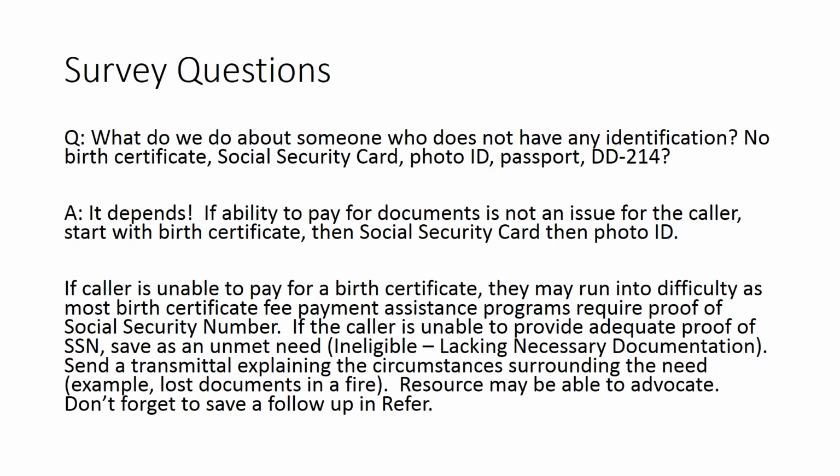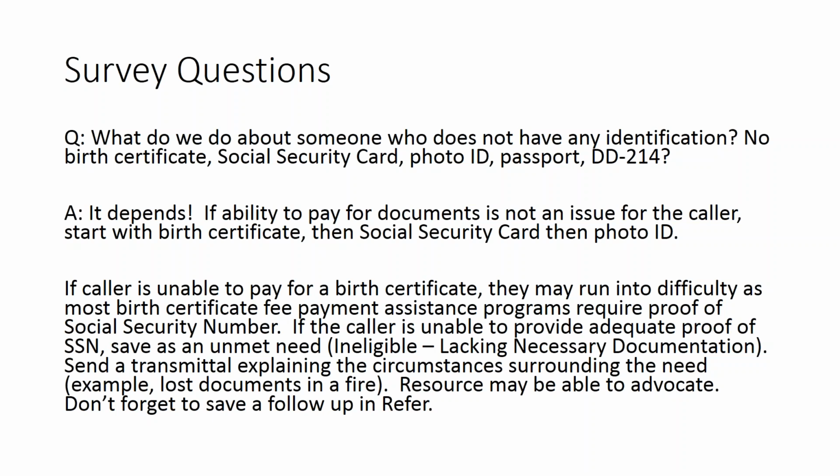And then from there, you should send a transmittal explaining the circumstances surrounding that need. So for example, somebody lost all of their documents in a fire. The resource team may be able to advocate in this situation. So they can attempt to call the birth certificate fee payment assistance program or programs in their area and see if they are willing or able to make any sort of exception for somebody who has extenuating circumstances.